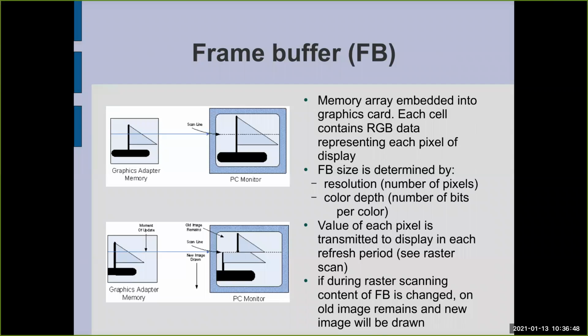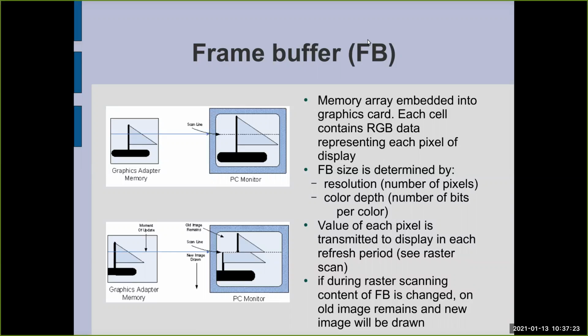So in graphic cards, the scene is represented in three-dimensional space. And then when it is rendered, it is represented as an image. And this image is stored in memory, which is called a frame buffer.